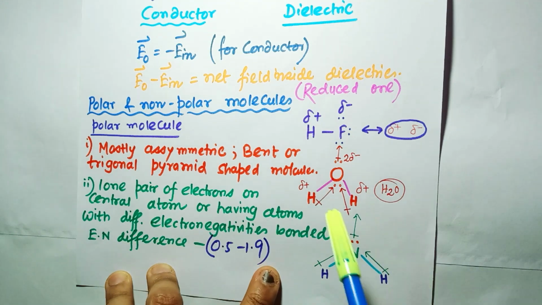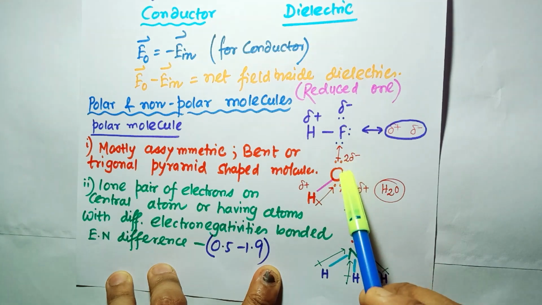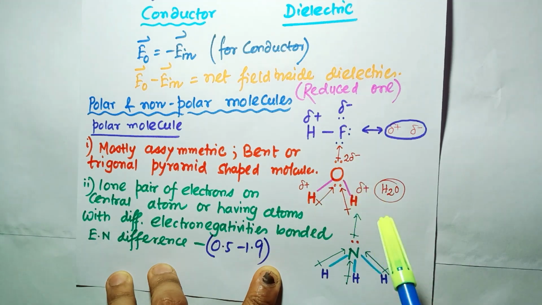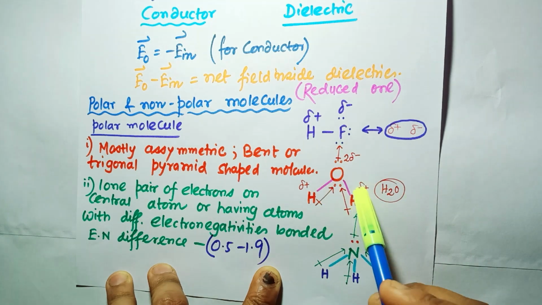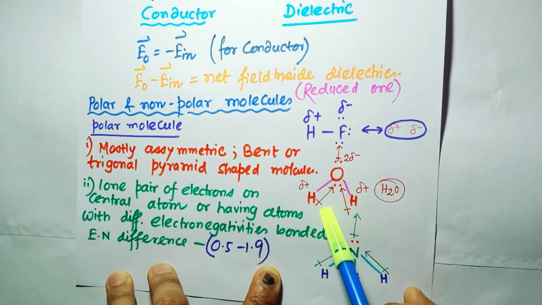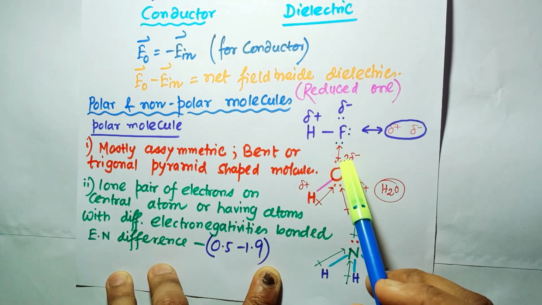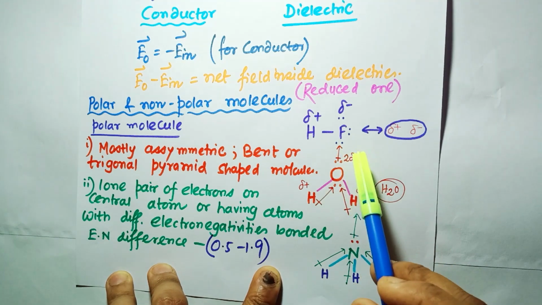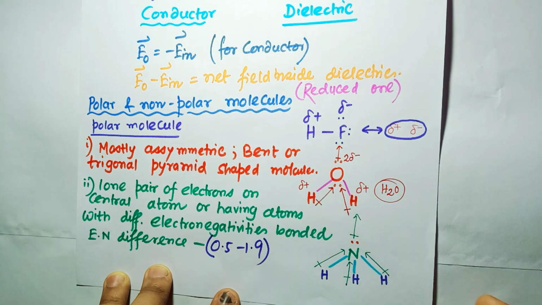So you can see for the water molecule, H2O, the oxygen has 2 lone pairs, and this side is delta plus, this side is delta minus. This hydrogen, because oxygen is more electronegative than hydrogen, similarly this side also delta plus, so it becomes 2 delta minus. The polarity acts from the H side to O, so this is the direction of the polarity, and the net polarity is acting in this direction. So H2O has a net polarity, it means H2O is a polar molecule.